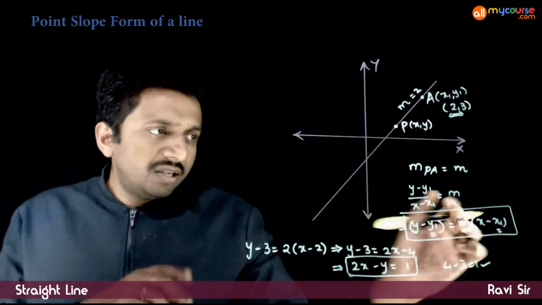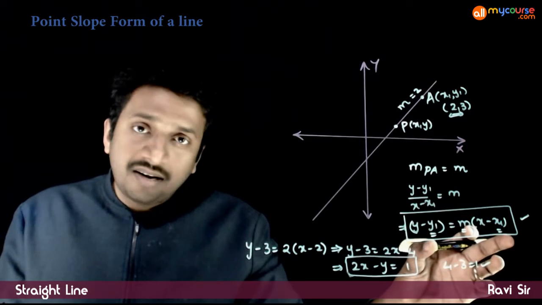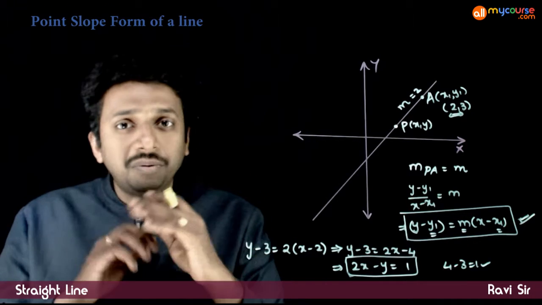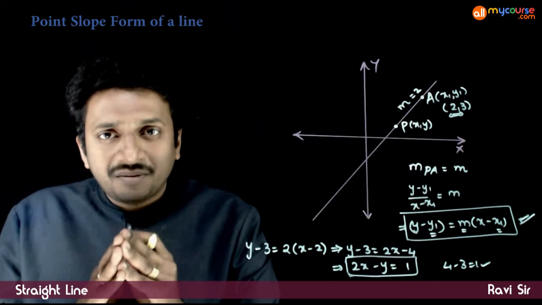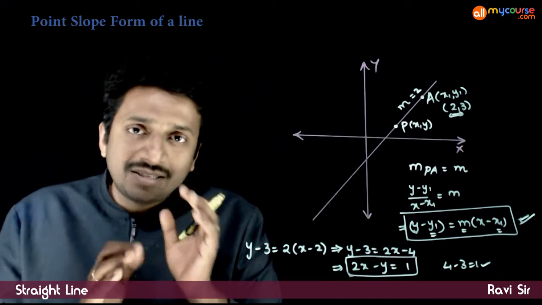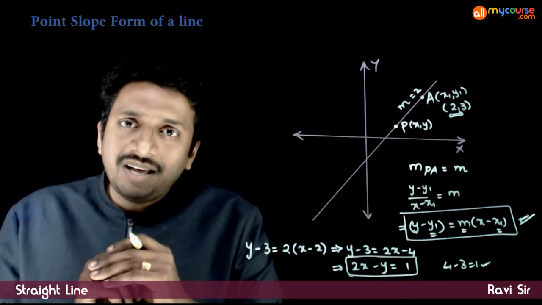So this is how you find the equation of a line whose slope is m and passing through x1, y1. This is a very important equation which you need to remember very carefully. y minus y1 is equal to m into (x minus x1), where m is the slope, and x1, y1 is the point through which the line passes.